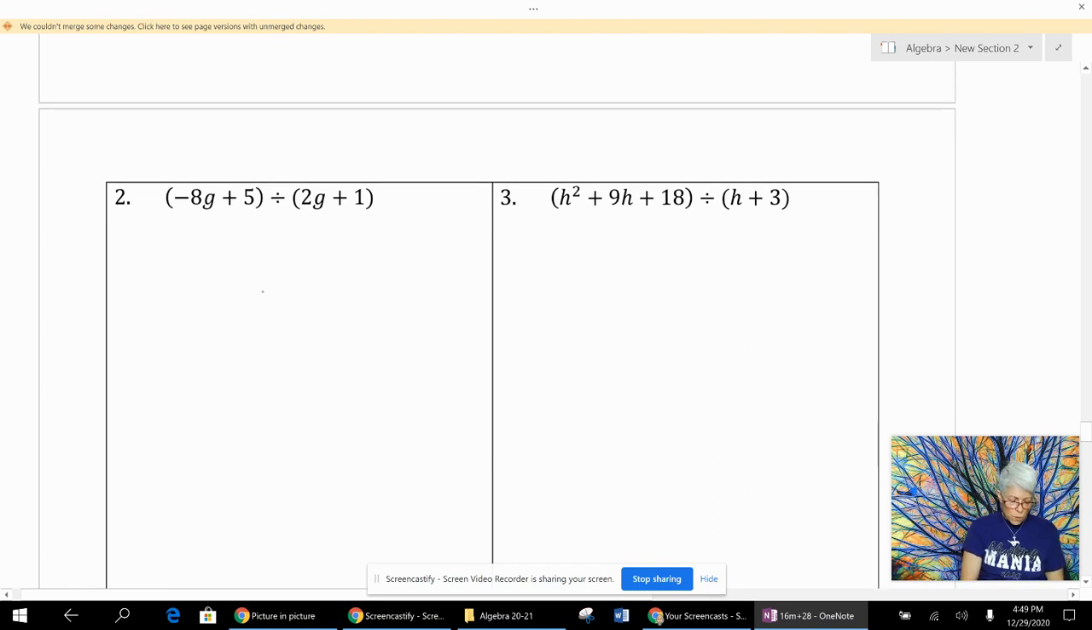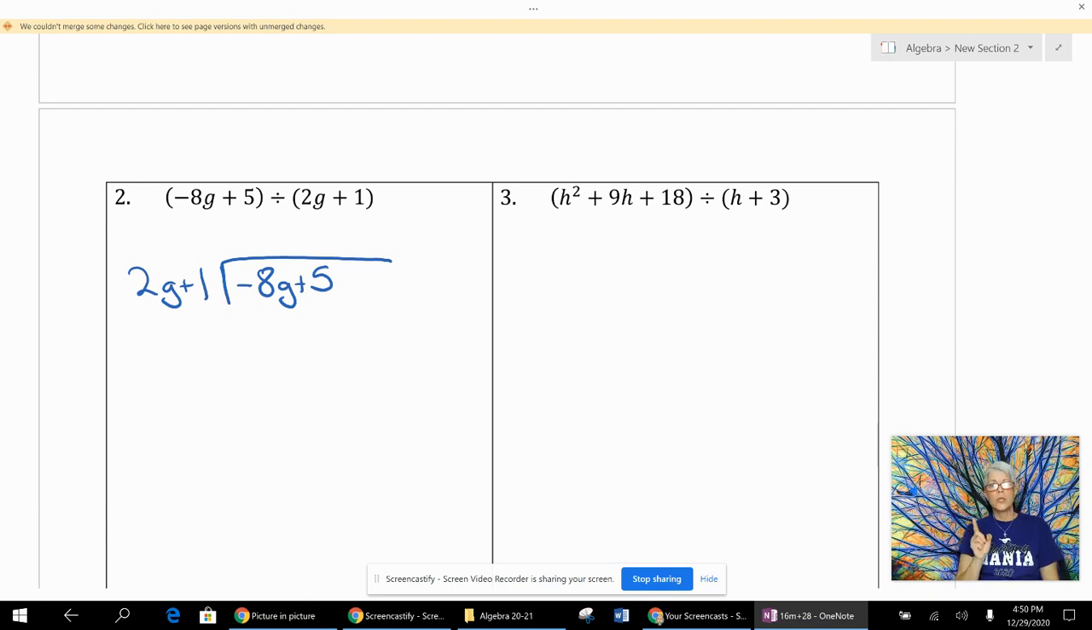All right, the first one, remember, goes in the house. 8g plus 5 over 2g plus 1. Only look at the first term. That's it. Only look at the first term. So I'm going to look at the 2g and say 2g times what is negative 8g? The answer to that is negative 4. So I'm going to put the negative 4 over the 5. Why? Because they're like terms.